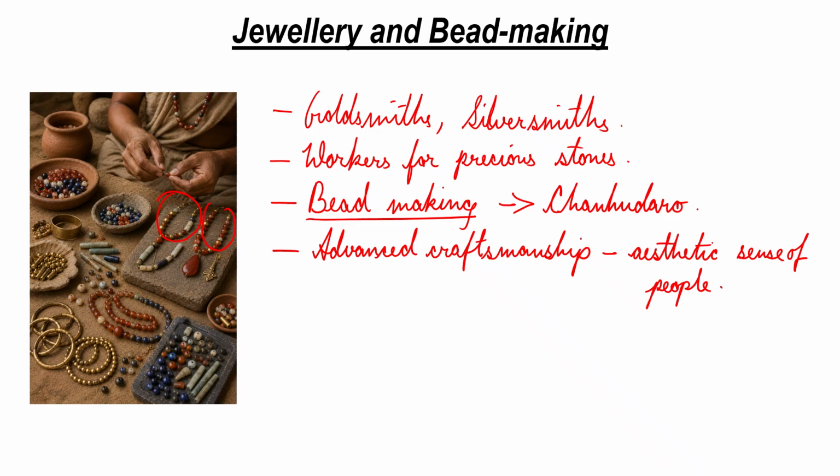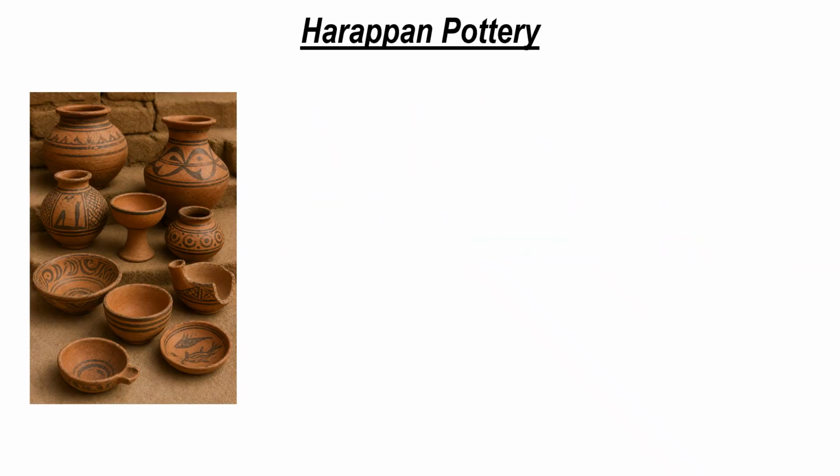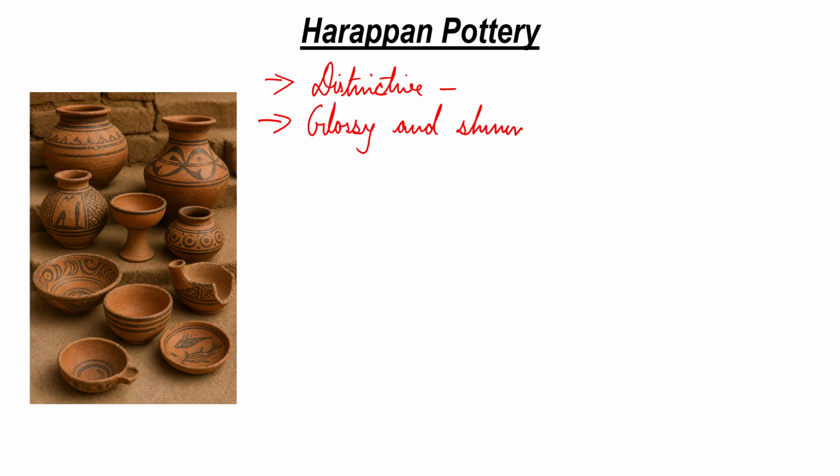Now we will see about the Harappan pottery. Pottery sherds or broken pot sherds are very important sources of information for any civilization. Why? Because every pottery is distinctive. The pottery type of Harappa will not be similar to that of Mesopotamia or any other civilization. And what was the characteristic feature? The characteristic feature of Harappan pottery was it was glossy and shining. Okay, so pottery was glossy and shining.